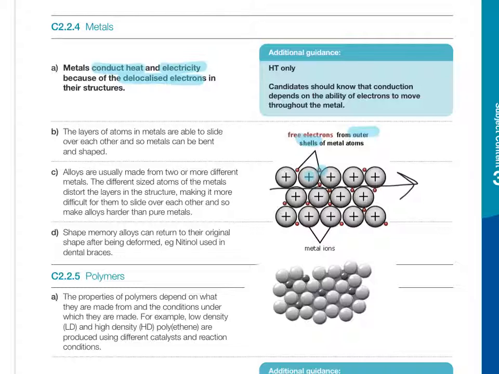Sometimes you might want a metal to be able to be bent and shaped. Other times you might want something a bit stronger. And that's when we start to use something called an alloy. Alloys are a mixture of metals. They're made from two or more different metals.